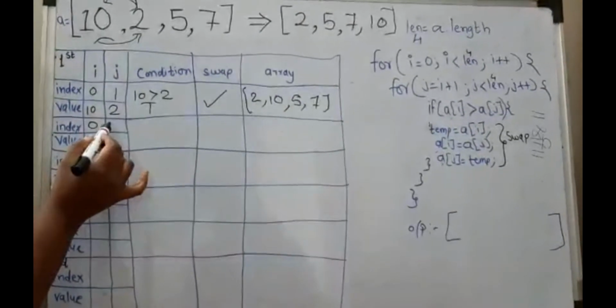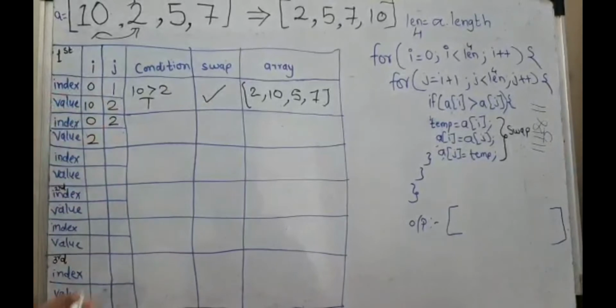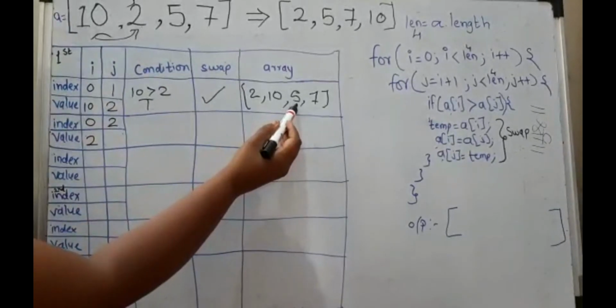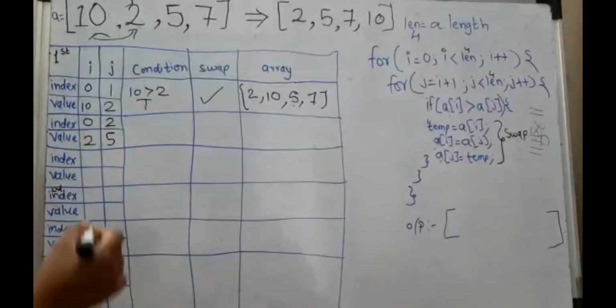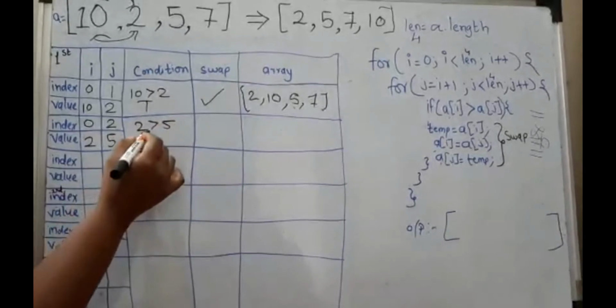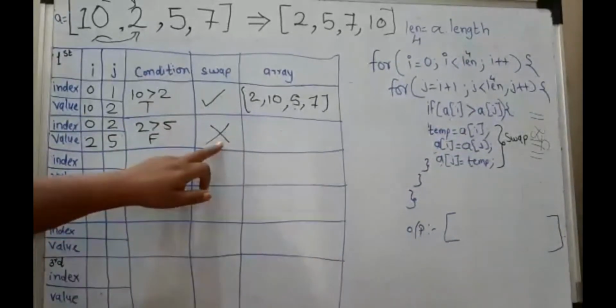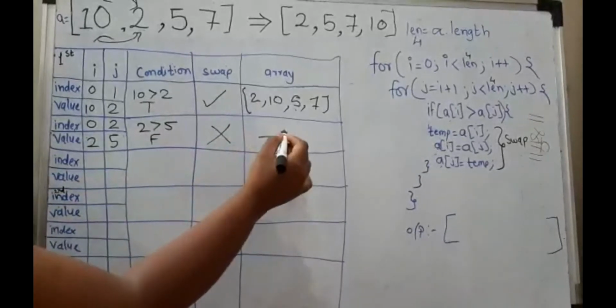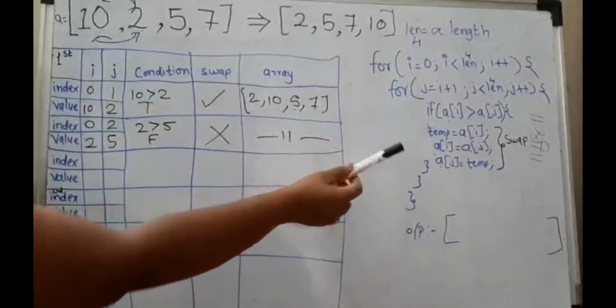j is incremented. So now j's index is 2, and the element present at the second position is 5. So we check the condition, that is, 2 is greater than 5. No, the condition is false. So here we do not need to swap those values. So our array remains the same.